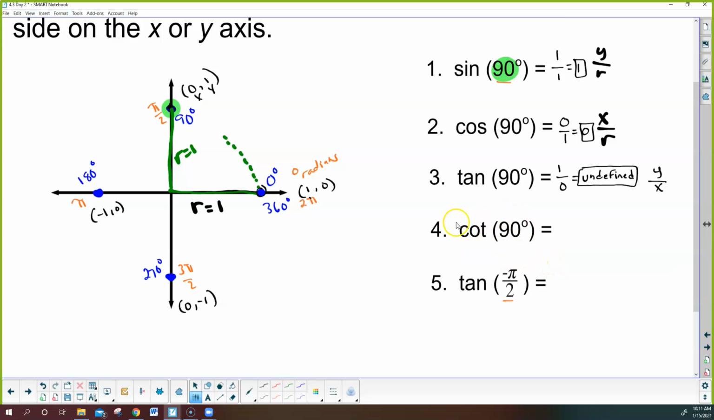All right, well now, if I know what tangent is y over x, well, cotangent is x over y. It's the reciprocal of that. And I already know what they are. It's 0 over 1. Well, 0 divided by anything is 0.